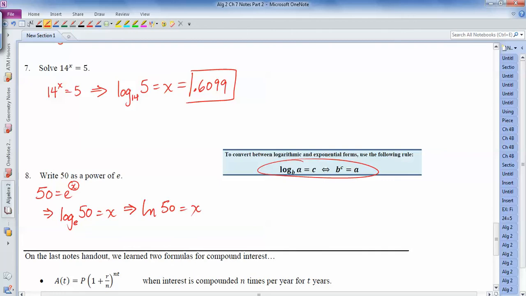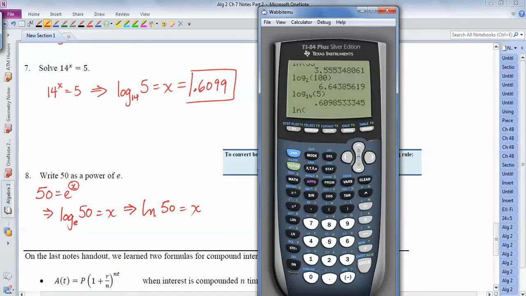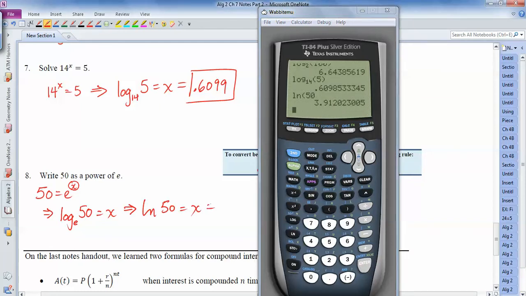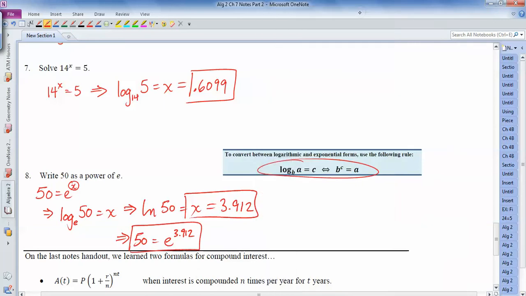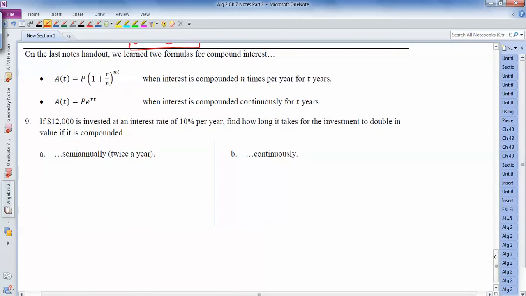Okay, well, ln of 50, let's just go back to the calculator. Ln of 50 is about 3.912. So then that means that 50 can be written as e to the 3.912. And that's how we write 50 as a power of e. Okay, and then we've got 2 more problems here, so we'll do these.